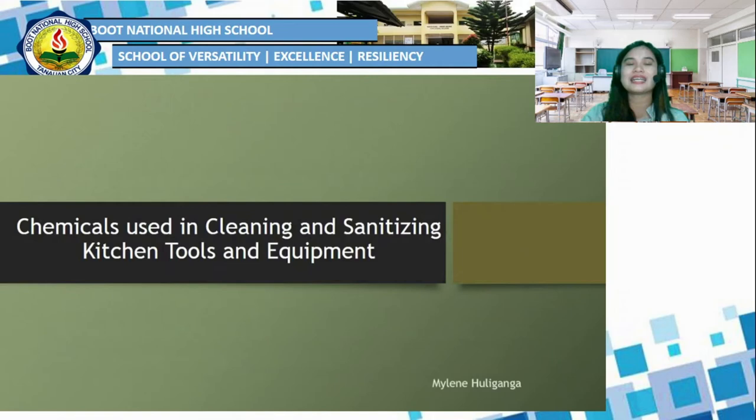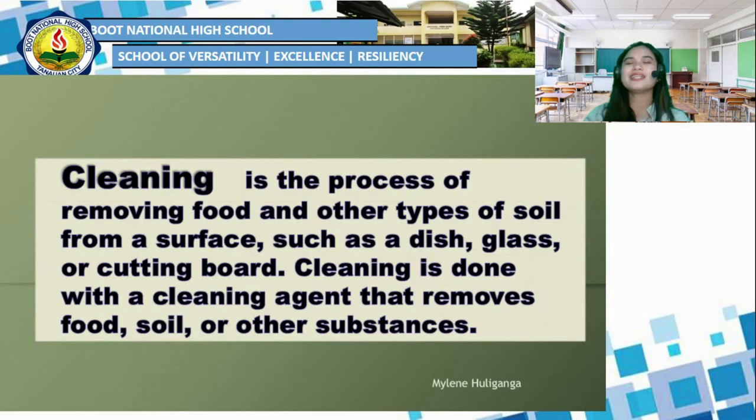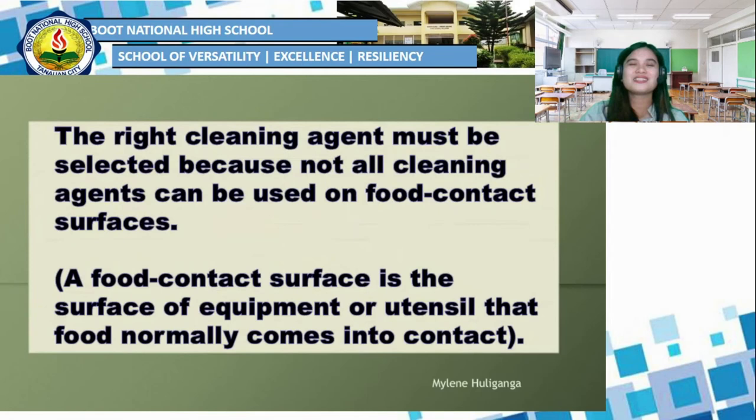Okay, we have cleaning. What is cleaning, teacher? Cleaning is the process of removing food and other types of soil from a surface such as dish, glass, or cutting boards. Cleaning is done with a cleaning agent that removes food, soil, or other substances. Okay, so the right cleaning agent must be selected because not all cleaning agents can be used on food contact surfaces. A food contact surface is surface equipment or utensils that food normally comes into contact. Okay? Alright, now class, let's go on with the next one.